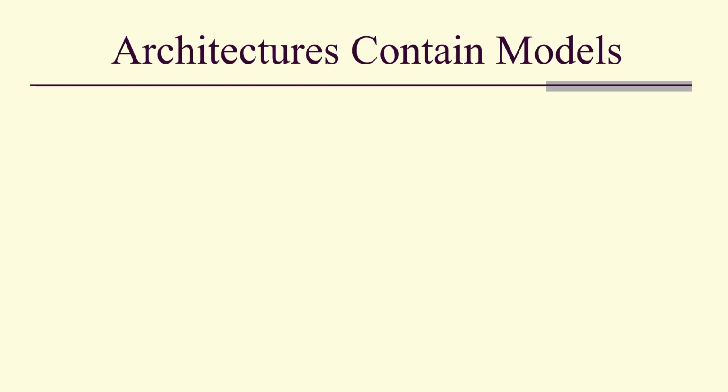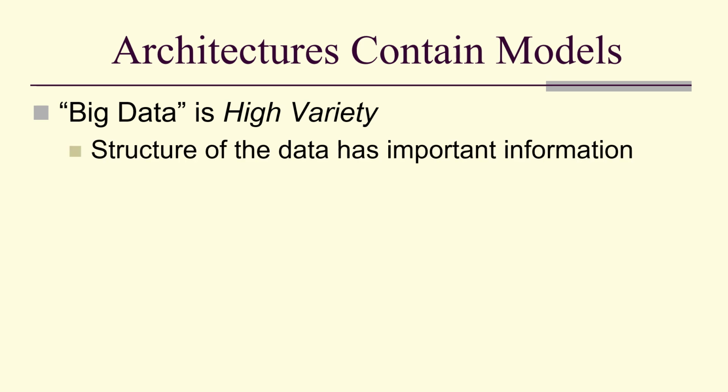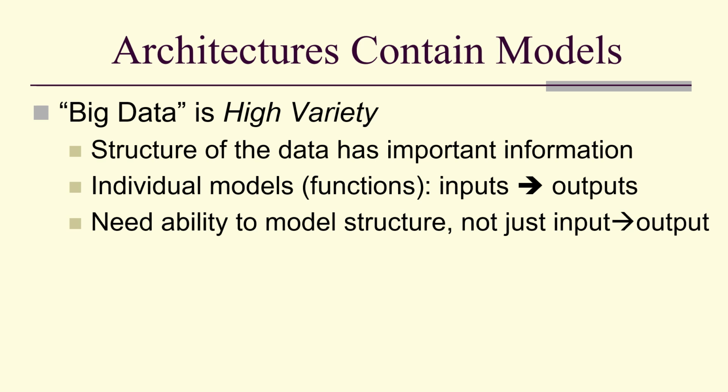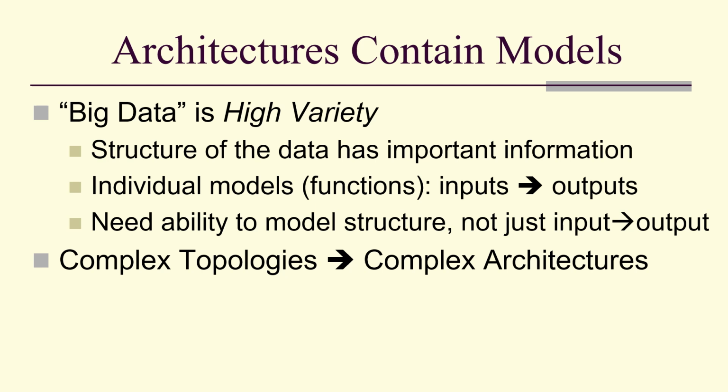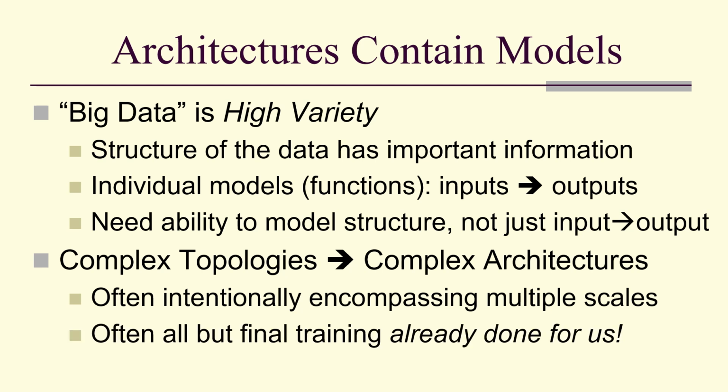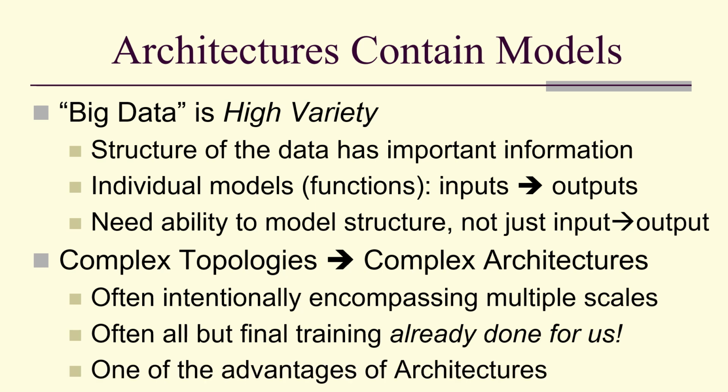So architectures contain models. Big data is high variety. The structure of the data has important information. Individual models, however, are just functions. Inputs go to outputs. So we need the ability to model structure, not simply input to output. We may have very complex topologies, in which case we'll use complex architectures, often intentionally encompassing multiple scales. Not the models themselves across multiple scales, but the architectures addressing multiple scales. Often all but the final training is already done for us. It's one of the advantages of architectures.